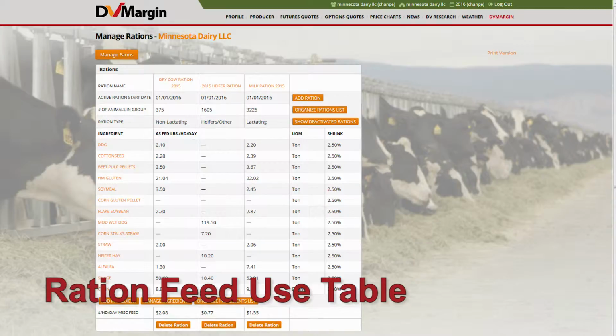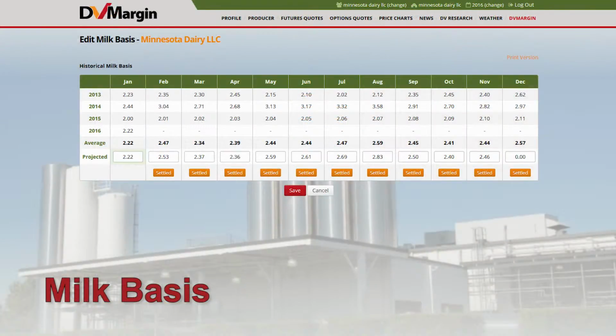For producers working with an outside trading advisor, this is an excellent tool to communicate feed use and diet changes on the fly. Futures crush margins use Class 3 futures to calculate a margin over feed cost. The DVMargin system attempts to provide a more accurate picture of an individual dairy producer's milk value by tracking the history of each month's milk basis to Class 3 and providing a 5-year average calculation for a reference to project the current year's milk basis.